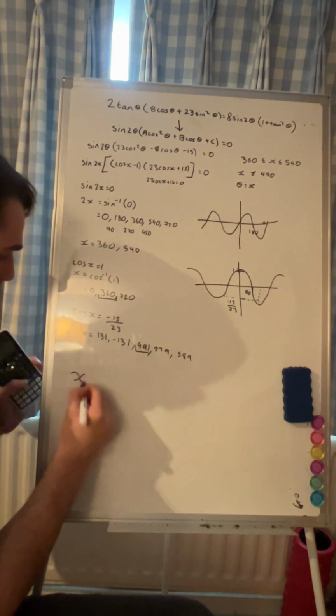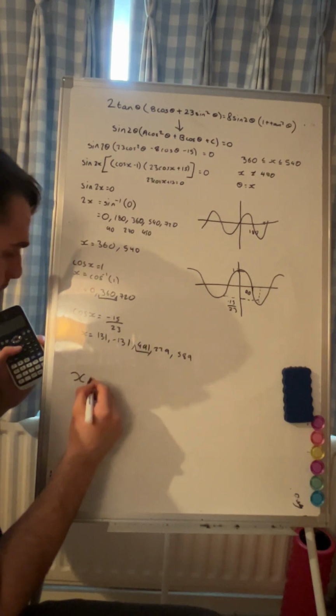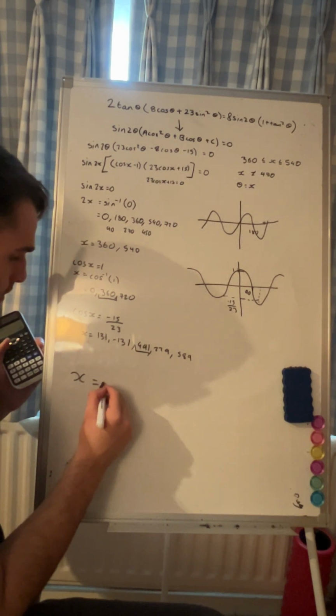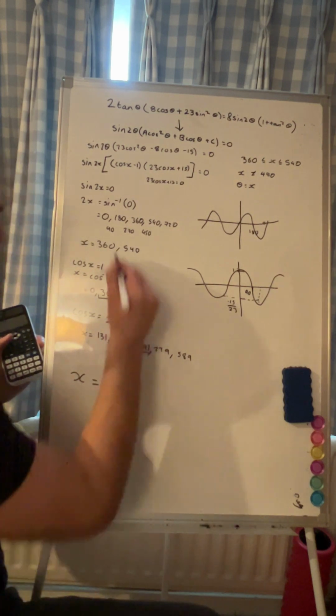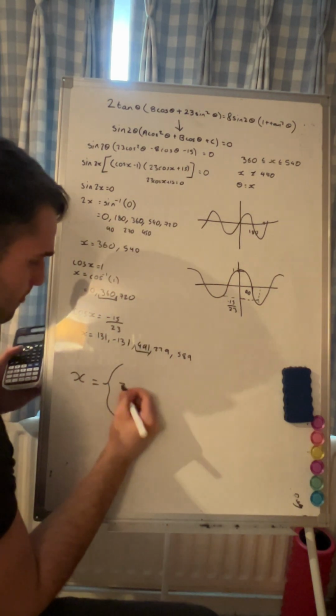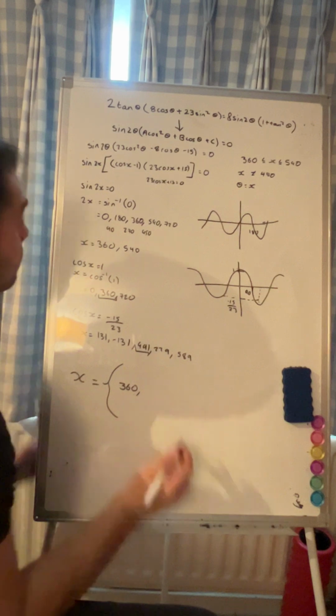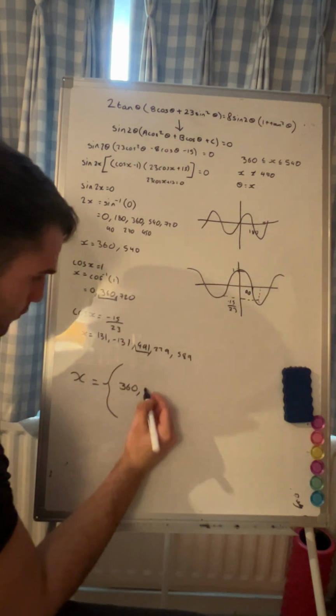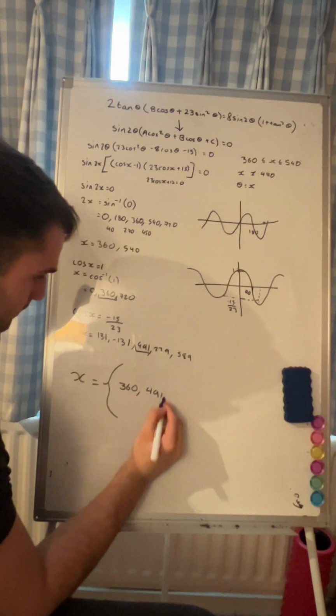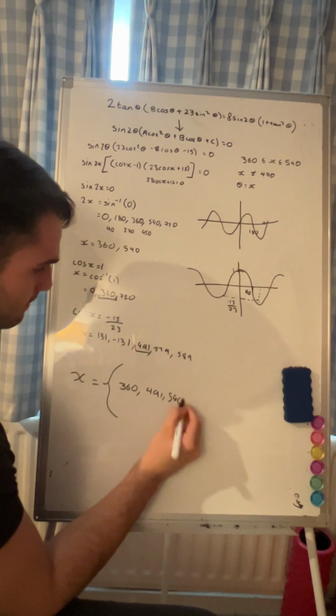So x at the end of all of this equals, in curly brackets, 360, what do we get, 540, or 491, and 540.